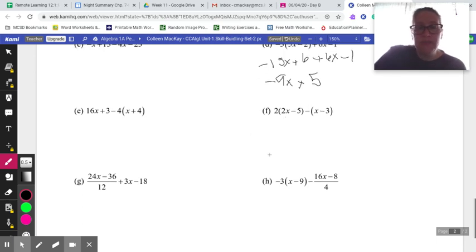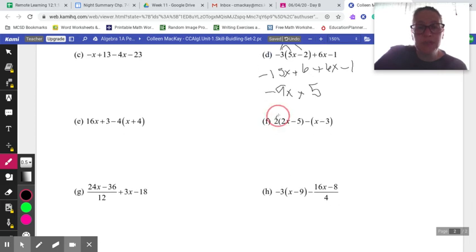Okay. Let's look at letter F because I see some negative signs in there and sometimes that'll trip us up. First thing I'm going to do, distributive property. So I'm going to multiply here, and multiply here. So 4x. 2 times 5 is negative 10. Okay, and remember there's actually a 1 here. So negative 1 times x is negative 1x. Negative 1 times negative 3, a negative times a negative is a positive. Okay, so 4x minus 1x would be 3x. Negative 10 plus 3 is negative 7.